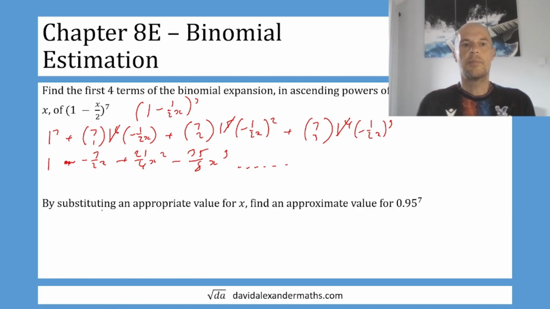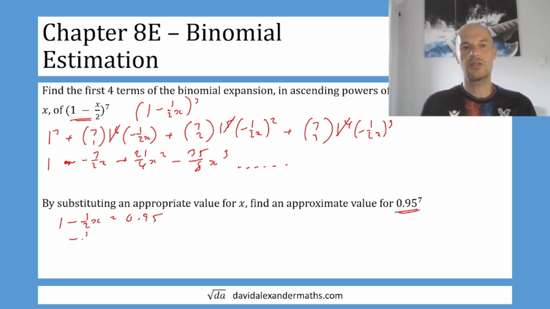Okay, done. By substituting an appropriate value for x, okay, what's that all about? Find an approximate value for 0.95 to the power of 7. Well, this is to the power of 7, and this is to the power of 7 as well. So what we can say is, well, what is x then? If we set 1 minus 1 half x equal to that 0.95, from this we can work out what x is.